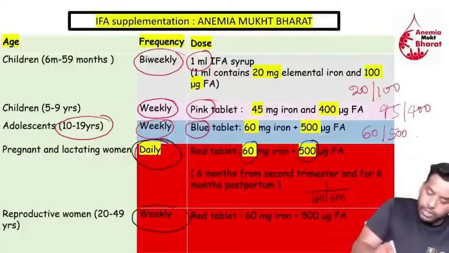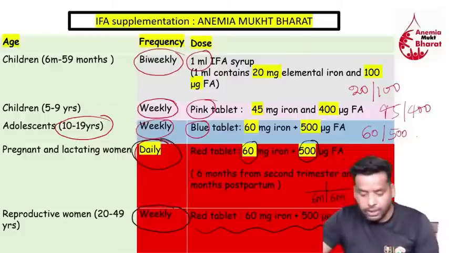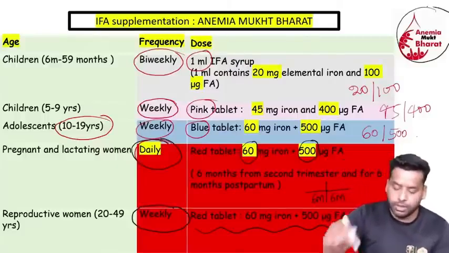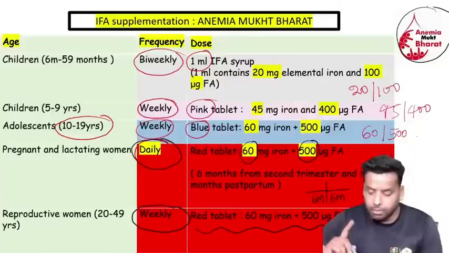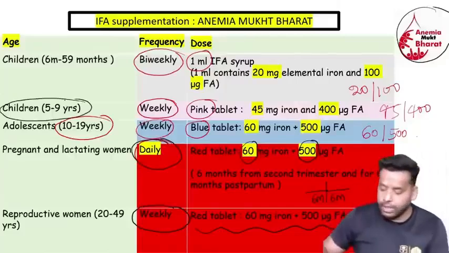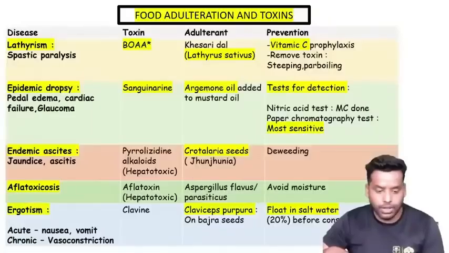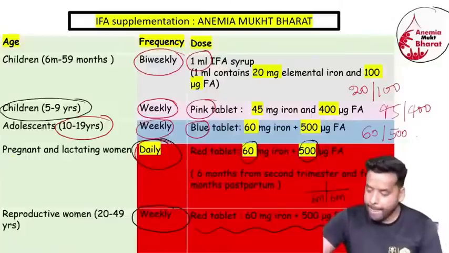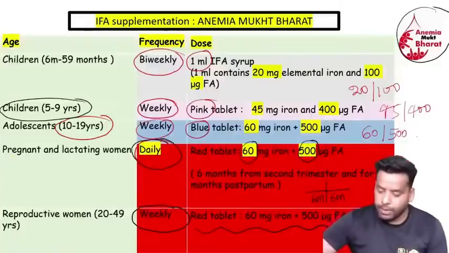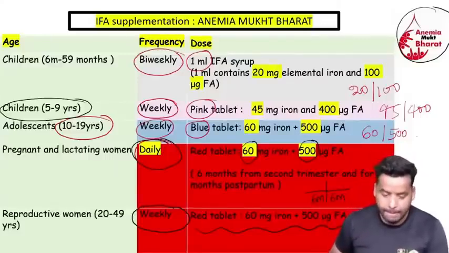Reproductive women, weekly once red color tablet. This is Anemia Mukt Bharat. Now tell me, what is the color of the tablet for 7-year-old child? Pink color tablet. What is the composition? 45 400.